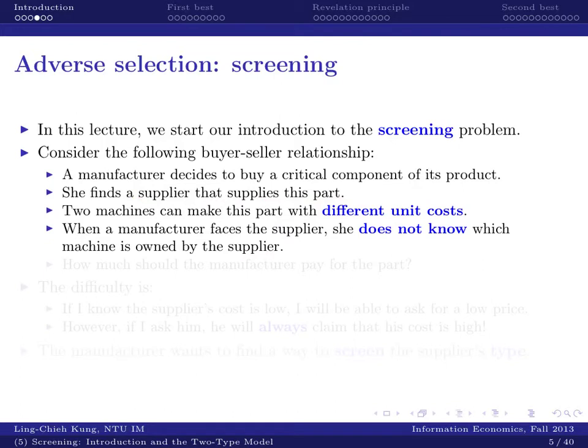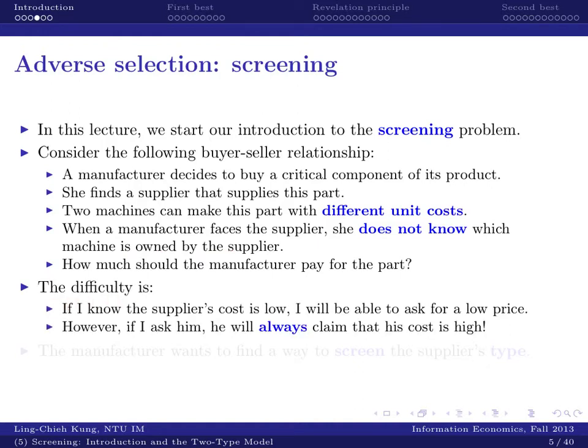You know it's possible for the supplier to use one of two kinds of machines to produce these products. These two machines produce the identical product. However, the costs are different. One is high, one is low. Or we may say the high cost machine is inefficient and the other one is efficient. As a manufacturer, you face this supplier, and you somehow do not know which machine is owned by the supplier. You don't know how costly it is for the supplier to produce the product. And then you need to answer this question. How much should you pay for the part? And certainly that depends on the supplier's production cost for making this part, something you don't know.